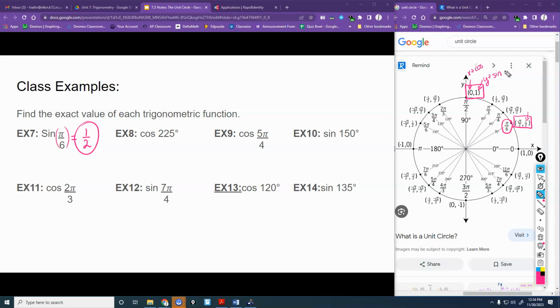I'm going to do them up here and see what we get.